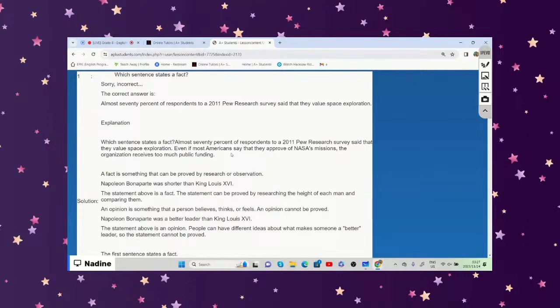So, which means that if we were to state the facts, right? And then here it says, almost 70% of respondents to a 2011 Pew Research survey said that they value space exploration. And that is our answer.